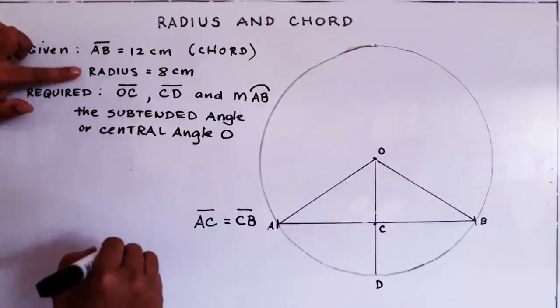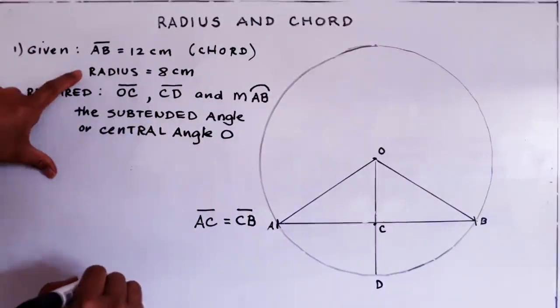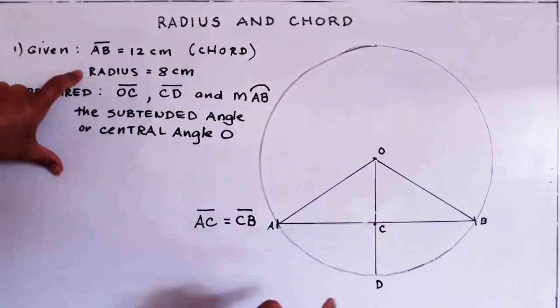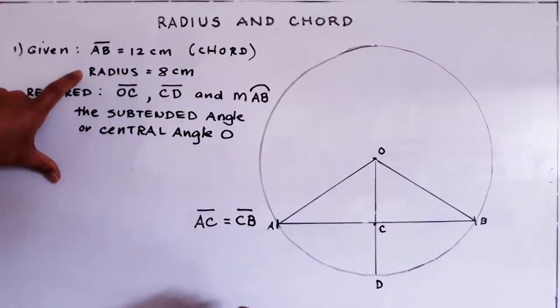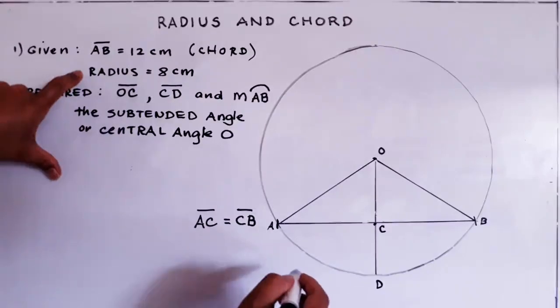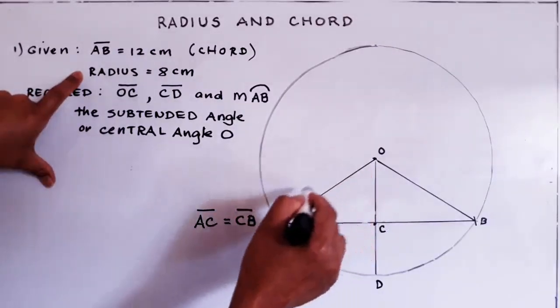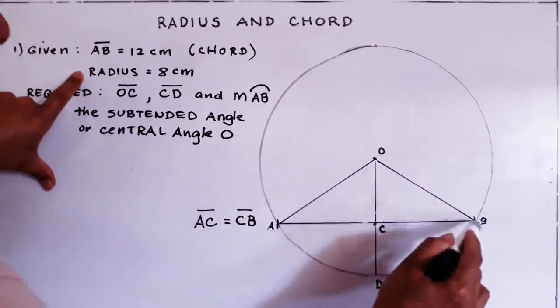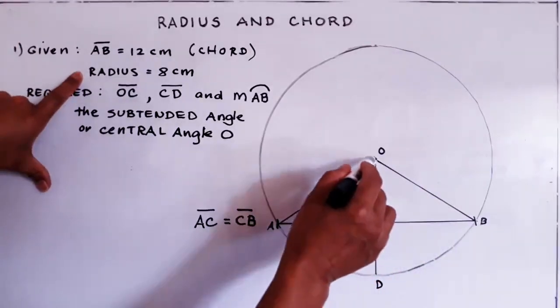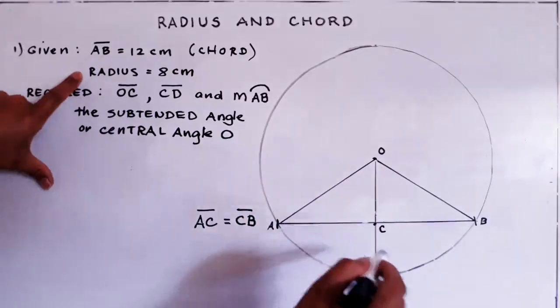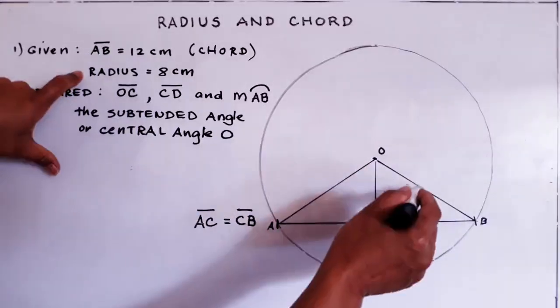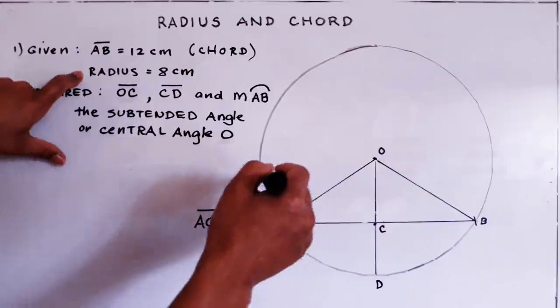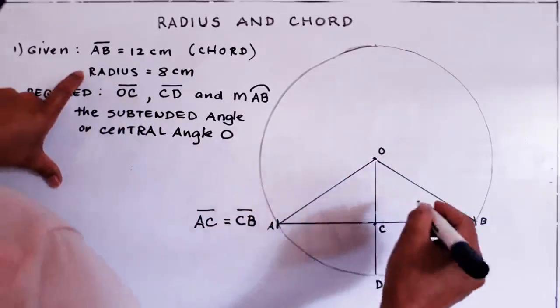The radius is 8 cm. So we are going to put here the 8. Where is our radius here? So we have 3 radii here. We have OA is a radius, another radius is OB, and the third one is OD, and they are all equal. Don't say that the second one is not equal to the third one, or the first one is not equal to the second one.